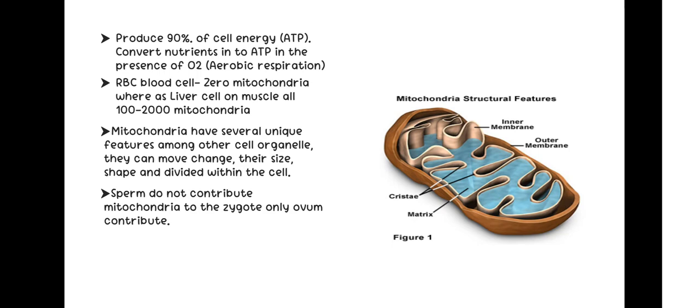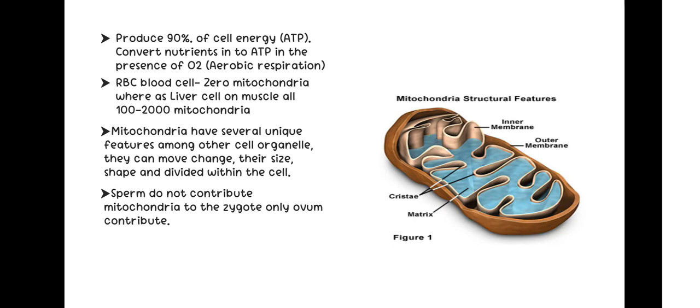RBCs have zero mitochondria, whereas liver and muscle cells have 100 to 2000 mitochondria. That means, as we said earlier, there is no mitochondria in the RBC, whereas in a liver cell we can find 100 to 2000 mitochondria in one cell. Mitochondria have several unique features among cell organelles: they can move, and change their size and shape, and divide within the cell. Other organelles cannot change their size and shape, but mitochondria can, and they can divide inside the cell.